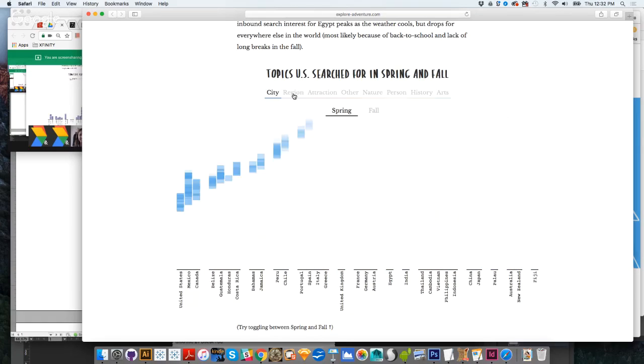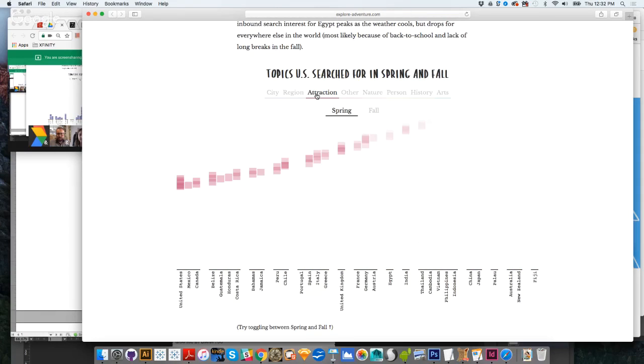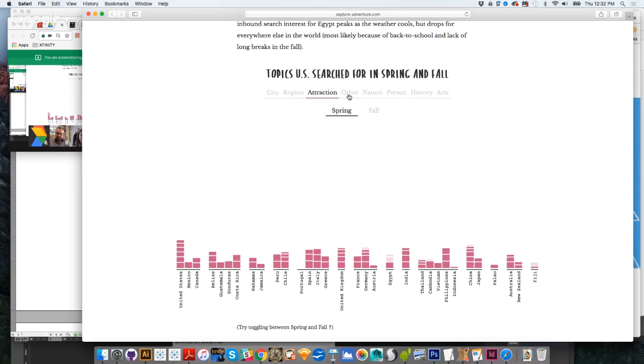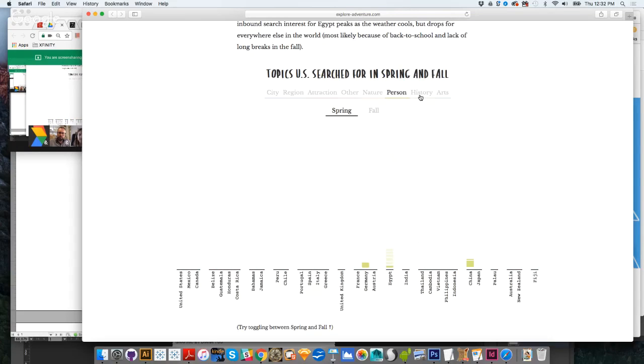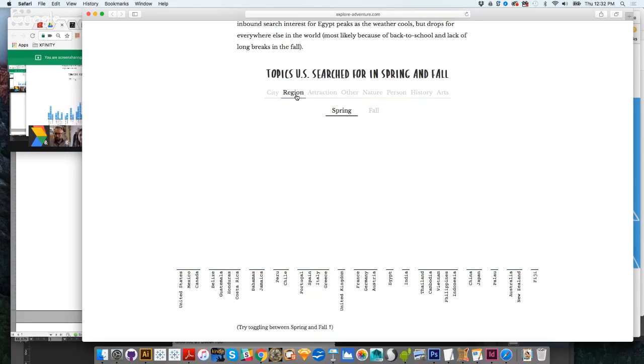set. And one of the things that I like the most about this project is that it doesn't just show you the data, it lets you filter the data in and out by selecting the different categories of searches, so attraction, nature, people, history, art, and then compare the spring and the fall. Again, these are topic searches in the US for places, people, etc., in other countries all over the world, and then comparing the spring with the fall semester over here.